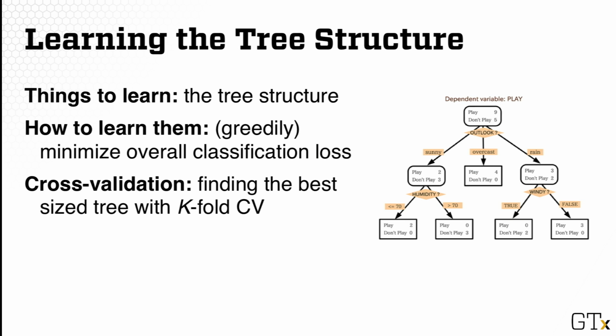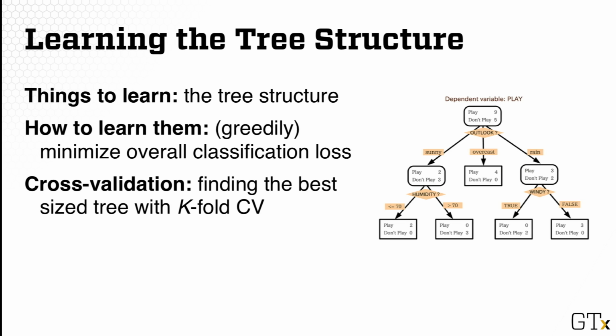So for tree, the things to learn is what we call the tree structure. So that means how many branches there are, what's the fan out, and so on. And the way to learn it is to greedily minimize the overall classification loss. So that means how do you optimize for accuracy. By greedy, we mean we want to make the best decision that we can at every single point. So that means we want to determine the best next steps when we are building the tree from the beginning, starting from the root node.